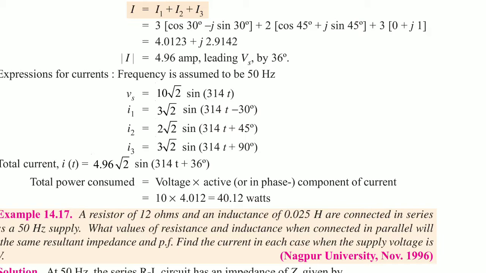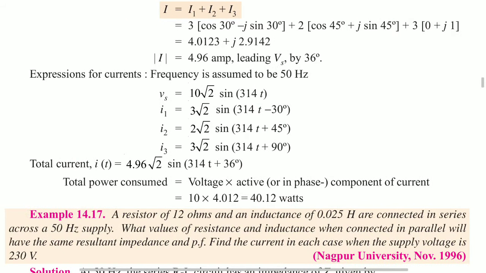Why minus 30 degrees? Minus 30 degrees means the current is lagging, so it is written as minus 30 degrees. Now I2 is equal to 2 root 2 sin omega t plus 45 degrees. Here plus 45 means the current is leading. Now I3 is 3 root 2 sin omega t plus 90 degrees. Here omega t is 314 t, which is substituted.